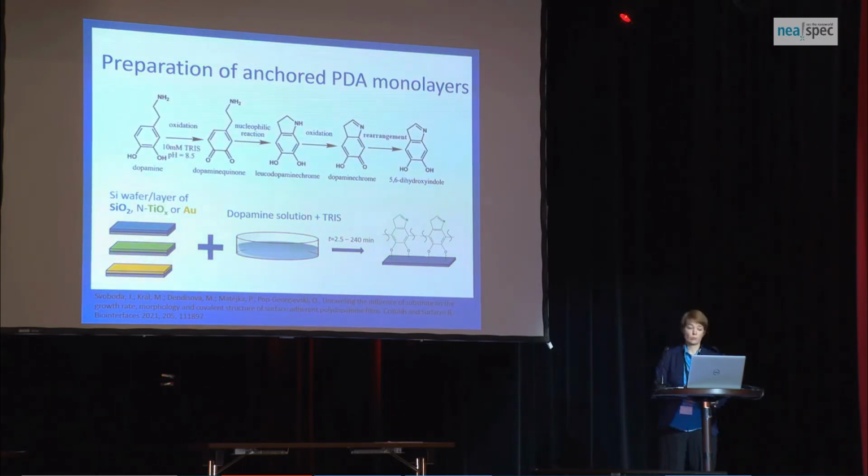The surfaces were prepared by coating of silicon wafers using oxide. That means that the first one was silicon dioxide, the second was titanium oxide coated on the silicon wafer, and the last one was a layer of gold coated on the silicon wafer.